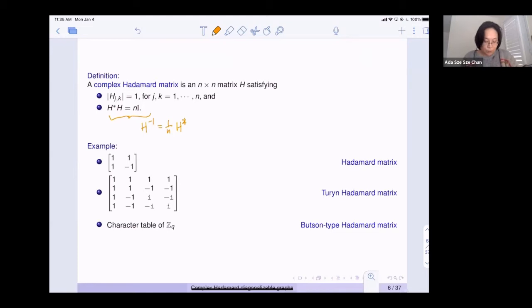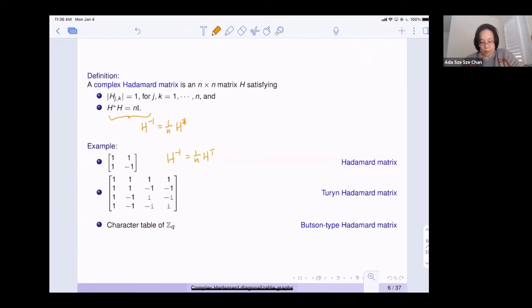And we know examples of matrices that satisfy these conditions. For example, Hadamard matrices. For Hadamard matrices, H inverse is 1 over n times H transpose. Hadamard matrices are basically complex Hadamard matrices with entries plus or minus 1 only. Okay, so then we don't have to take the complex conjugate. Another class of complex Hadamard matrix that we will talk about today is called a Turin Hadamard matrix. These are complex Hadamard matrices satisfying the 2 conditions in the definition with entries plus or minus 1 and plus or minus i.